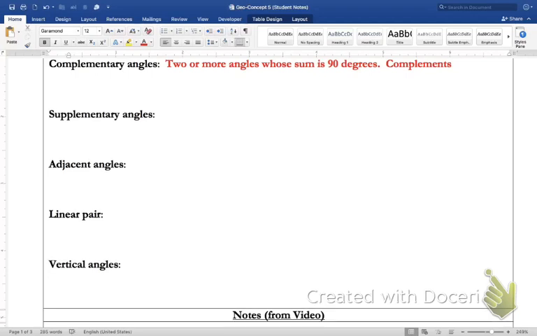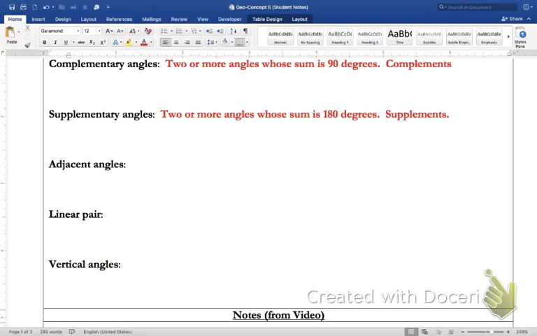Another kind of angle set that we could have are supplementary angles. So complementary angles add up to 90, and supplementary angles are two or more angles whose sum is 180 degrees. And sometimes we refer to those as supplements of each other.